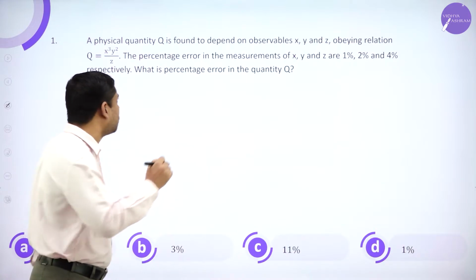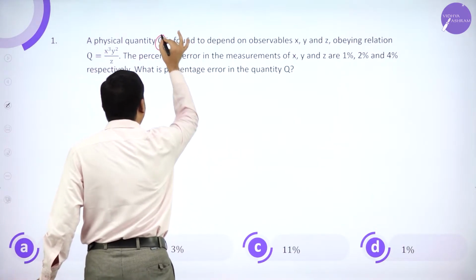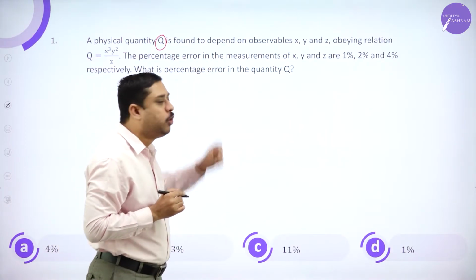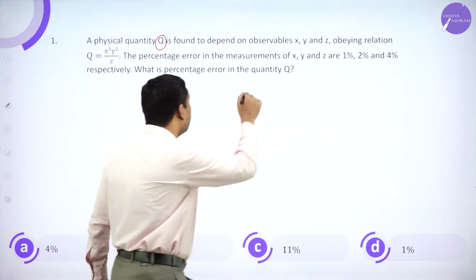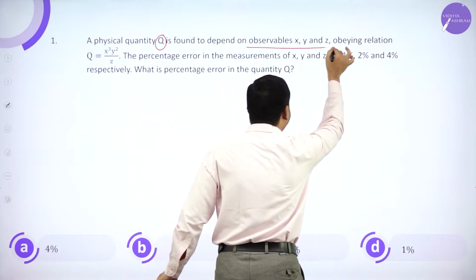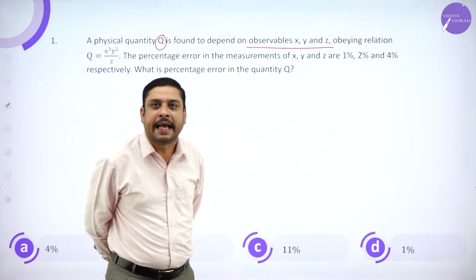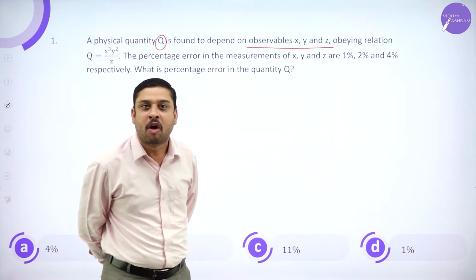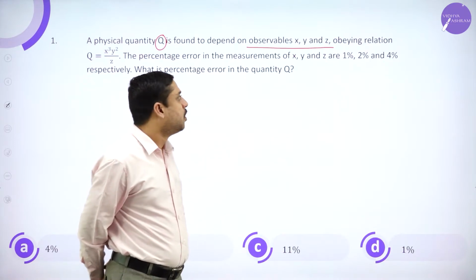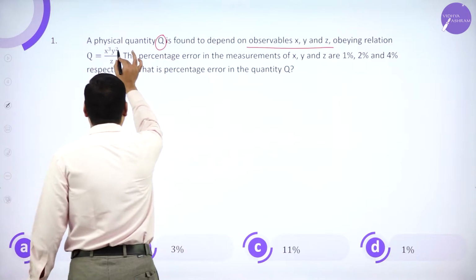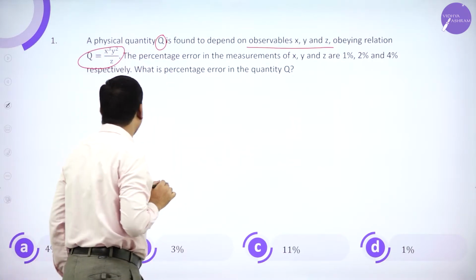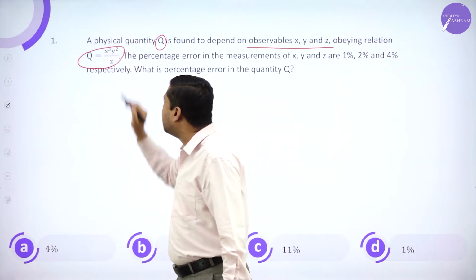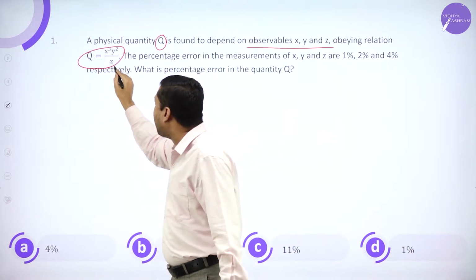The question reads, a physical quantity Q is found to depend on observables X, Y and Z, obeying the relation Q equals X cube into Y square divided by Z.